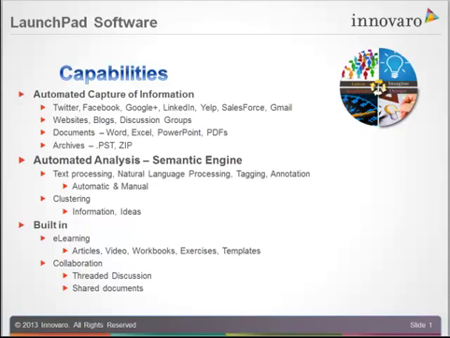And then we provide a capability for automated analysis through our semantic engine. And in that, we do text processing of all of the sources we talked about above, as well as natural language processing. We do tagging and annotation, and that can be done both automatic and manual. So we do some through the semantic engine, but we also give you the capability to identify key points that you feel are important from a tagging and an annotation standpoint to bring these to the forefront. And then we cluster those together. How do these fit? What do they relate to each other, both in terms of the information you collect and later on in the innovation journey at the ideas.